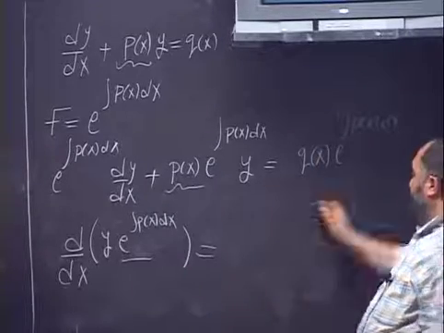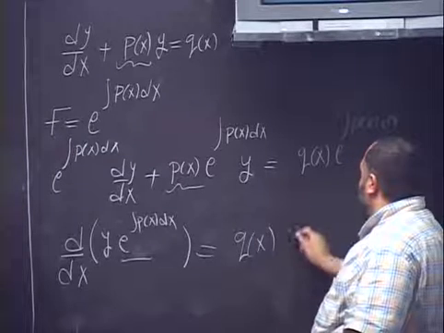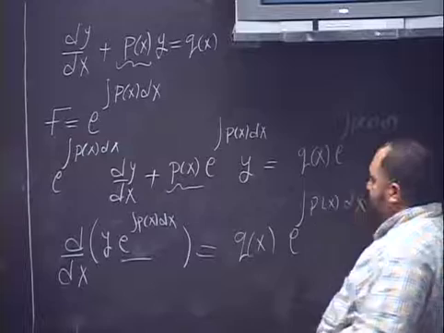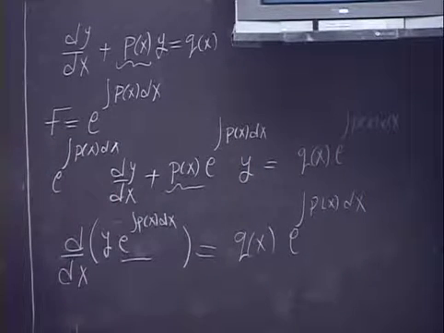Exact equation here. And this would be equal to what? Q of x e to the power of p of x dx. How to solve this now? How to solve it?